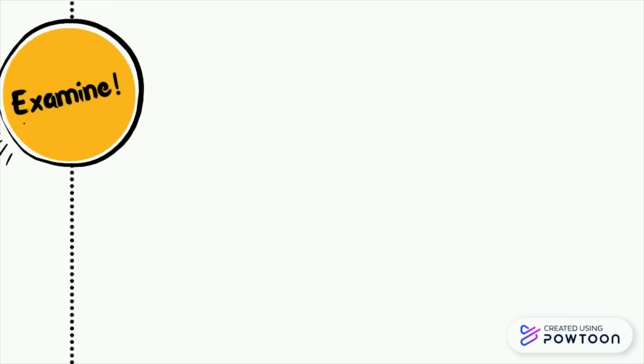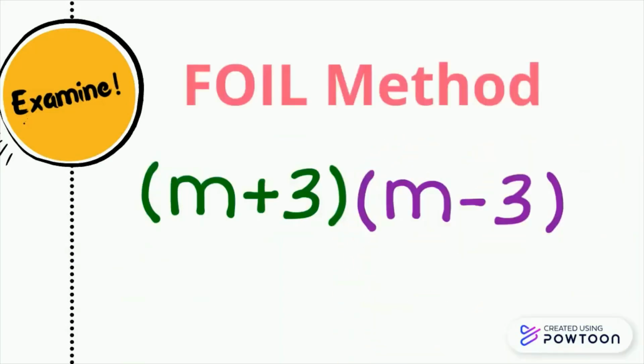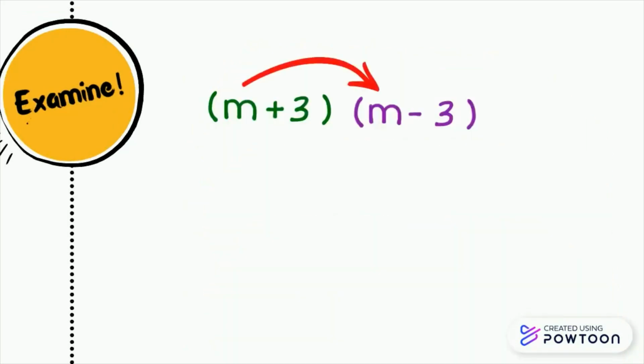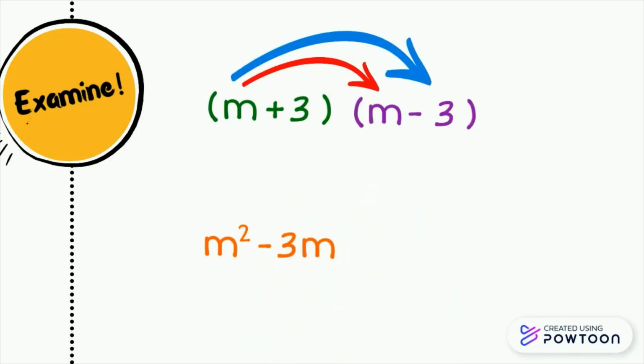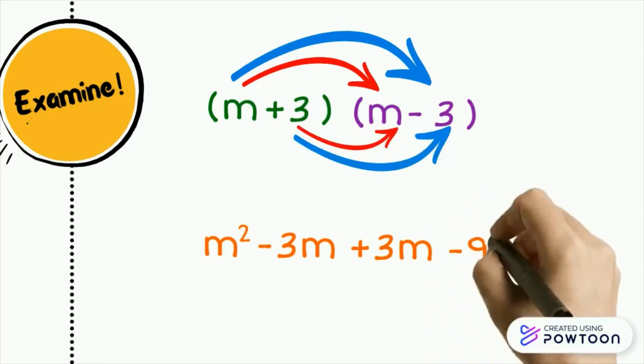Let us check on this first. The task is to multiply these two binomials. The known FOIL method shall be used. M times m equals m squared. M times negative 3 is negative 3m. Positive 3 times m is positive 3m. Positive 3 times negative 3 gives us negative 9.